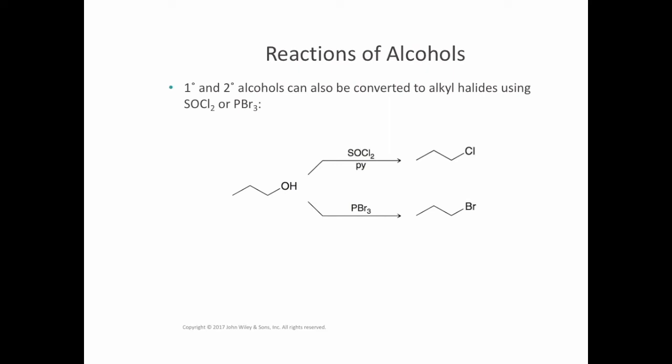Also, as a review, last semester, I mentioned that primary and secondary alcohols can also be converted to alkyl halides, but you have to use different reagents. To convert to the chloride, you use SOCl2, called thionyl chloride, which is a sulfur double bonded to oxygen and bonded to 2 chlorines. And then the PY stands for pyridine, which is going to act as a base in the mechanism. It's essentially a benzene ring, but with a nitrogen in place of one of the carbons. And then PBr3 is how you convert a secondary or primary alcohol into the bromide.